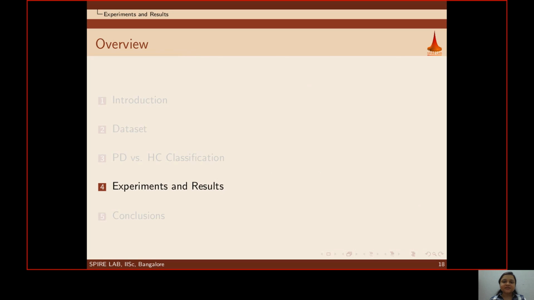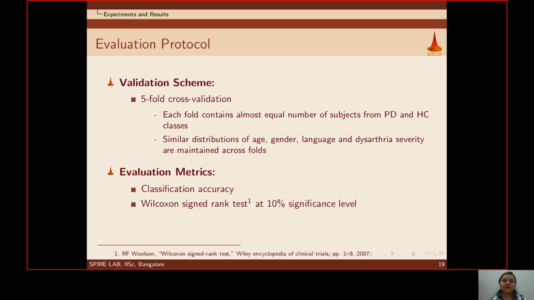Now moving on to the experiments and results part. We perform all experiments in 5-fold cross-validation setup, where each fold has almost equal number of subjects from both PD and HC classes. Also, the age, gender, language, and dysarthria severity distributions are kept similar across folds. Mean and standard deviation of classification accuracy over the 5 folds are used as the evaluation metrics, and Wilcoxon signed rank test at 10% significance level is done to examine if the classification accuracies obtained for different feature sets and noise conditions are significantly different across 5 folds.